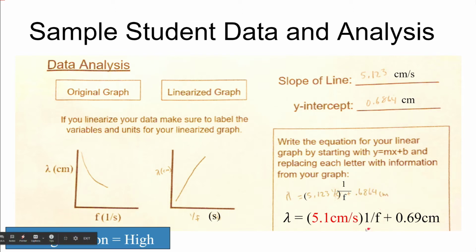Remember, 1 over f, or the inverse of the frequency, shows up in your equation because that's what was graphed on the x-axis for your linear graph. It was the inverse of the frequency. So in place of x, you got the inverse of frequency. Let's look at another data set and analysis.